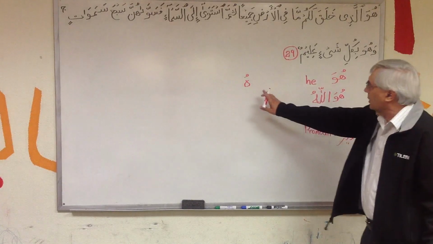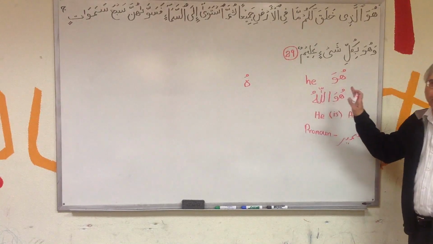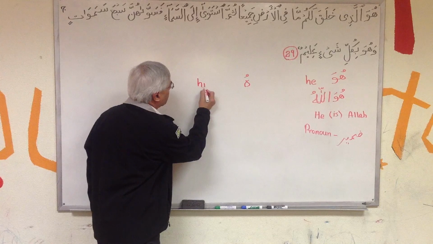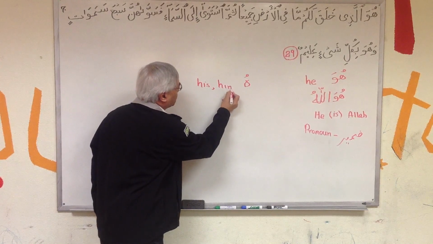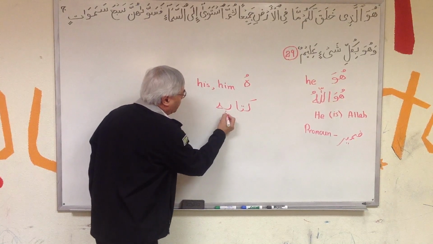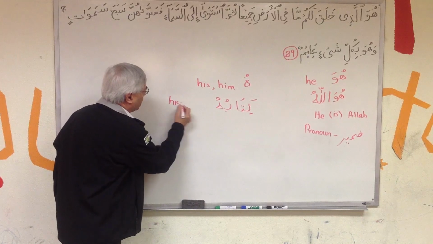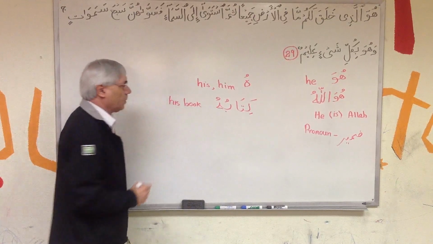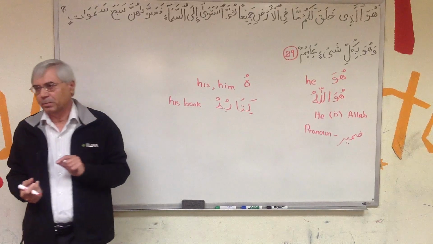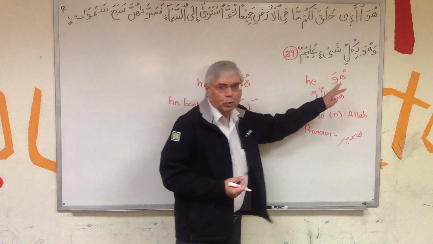Now this word Hu, or this letter Hu, is very much related to the word Huwa. And how is it related? Its meaning is his or him. So if I write down here Kitabuhu, Kitabuhu means his book. So Hu is also a pronoun, and it is related to this he.